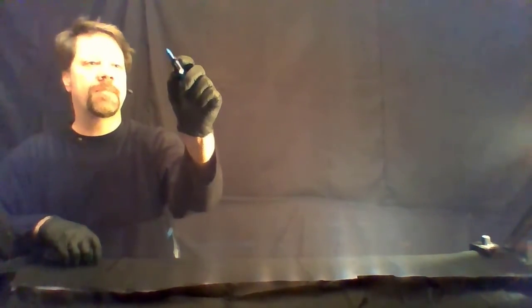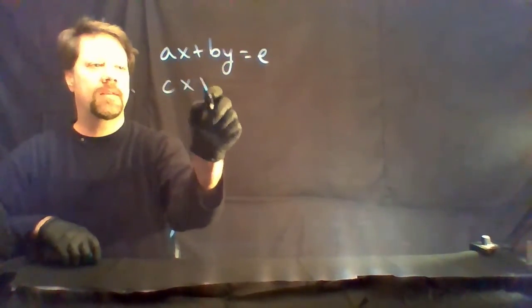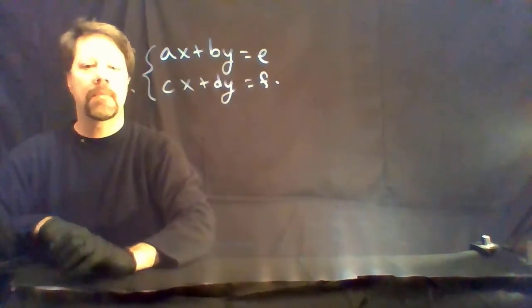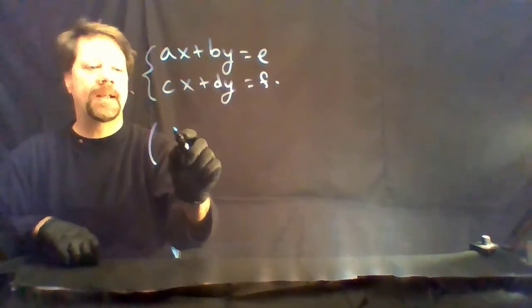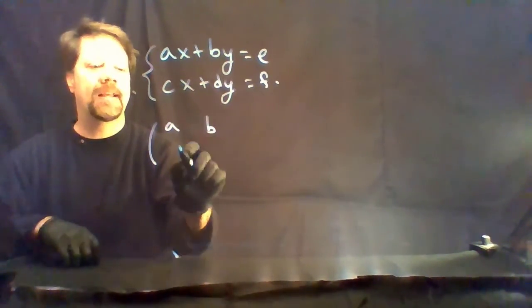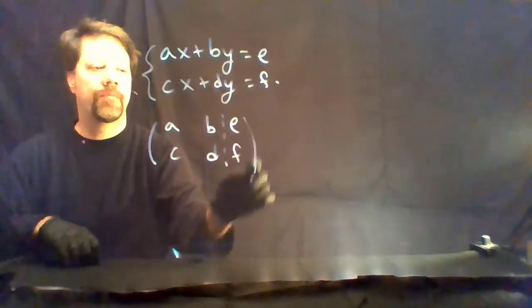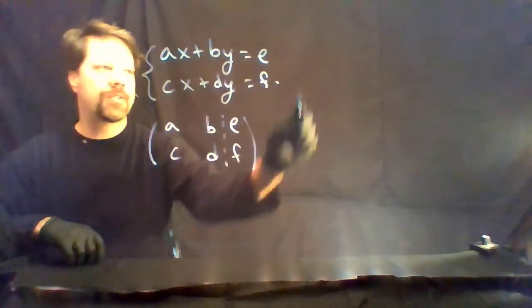If I have a system of equations, ax plus by equals e, cx plus dy equals f, it is possible to solve this linear system by constructing an augmented array as follows. We can perform certain elementary row operations on them.